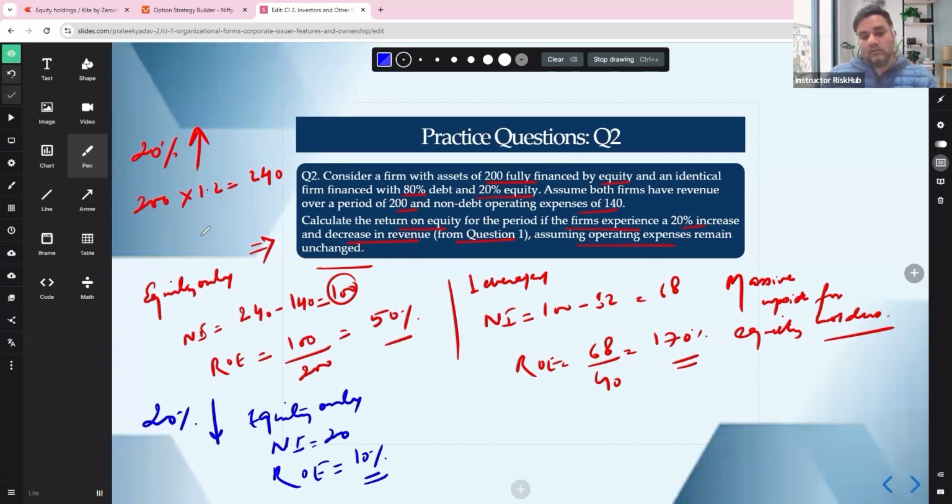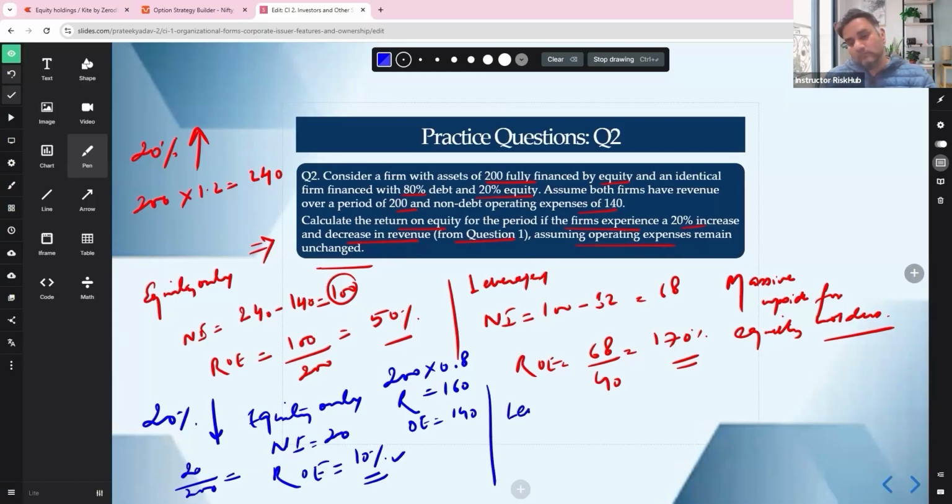How are you getting a net income of 20? You had 200 earlier, you're down by 20% means 0.8. So your revenue is 160. This is revenue. Your operating expense is 140. That brings net income to 20. ROE 10%. Right? ROE 10% is what? Net income 20 divided by 200. That makes it 10%. There was less space, so I've done it quickly.